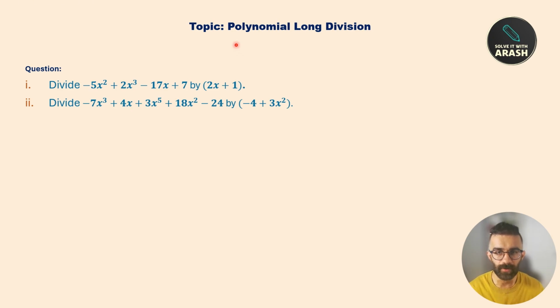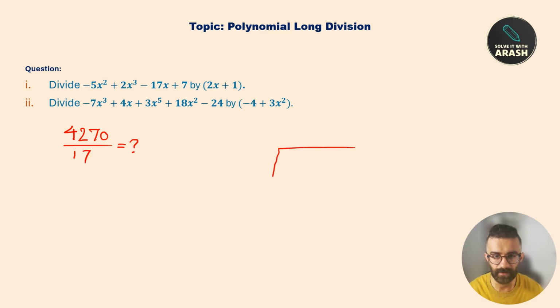We want to use polynomial division to find the answers to these two divisions. Polynomial division is very similar to numerical long division. Let's just start with a quick refresher on numerical division. For example, I want to find the answer to 4,270 divided by 17. First, we set up the long division frame and write the dividend here and the divisor here.